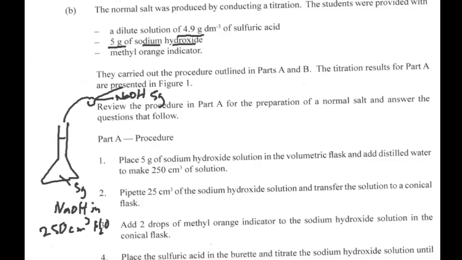And consistent results are normally titres, consecutive titres, that do not differ by more than 0.1 cm³. I believe CXC will accept the values if they're not consecutive, but we really want values that are consecutive. That's how we do it when we're doing analytical work. Okay, so let us see what the other part of this question is asking us now. So that's the procedure for part A.